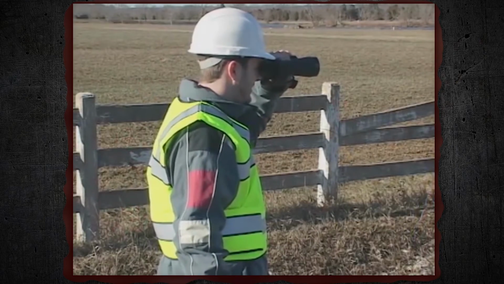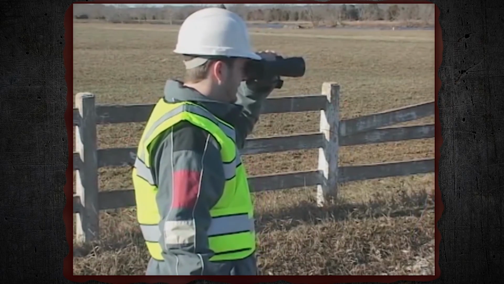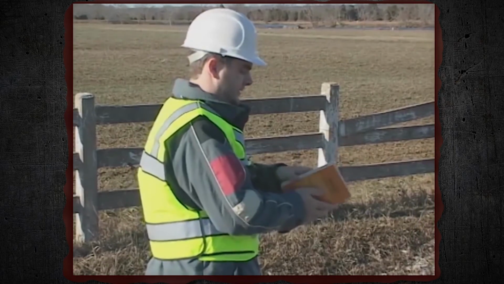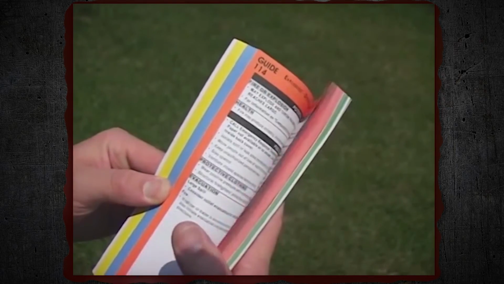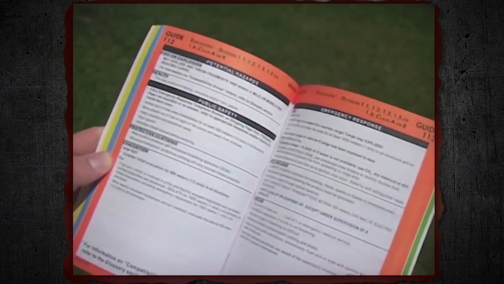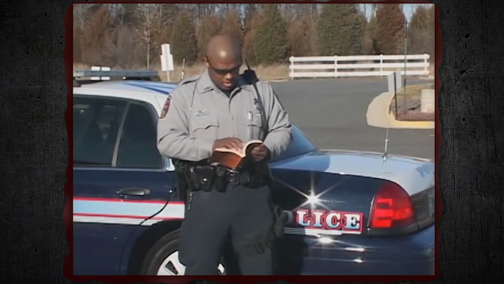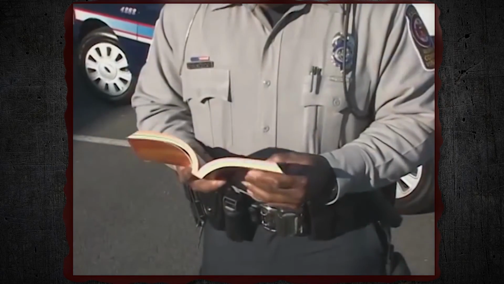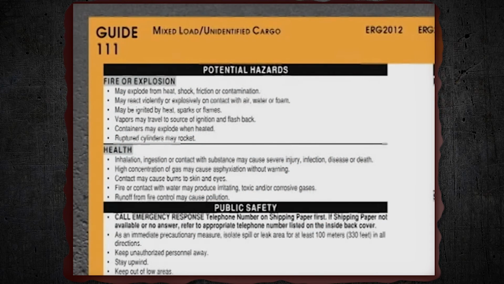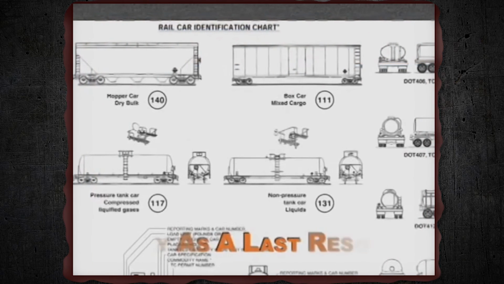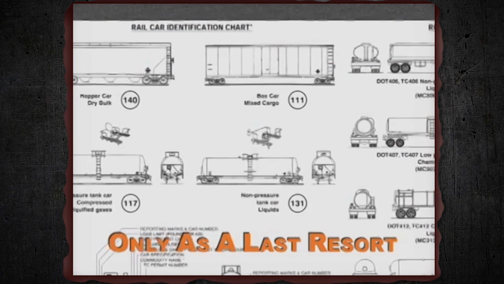Each advance towards the scene will add critical data points that will take you from an unknown situation towards an orange guide, which leads you to safety and corrective actions instructions. In the absence of any information, placards, shipping papers, or container markings, you can always go to Guide 111, the very first guide in the orange pages. And only as a last resort, use the road and rail car information.